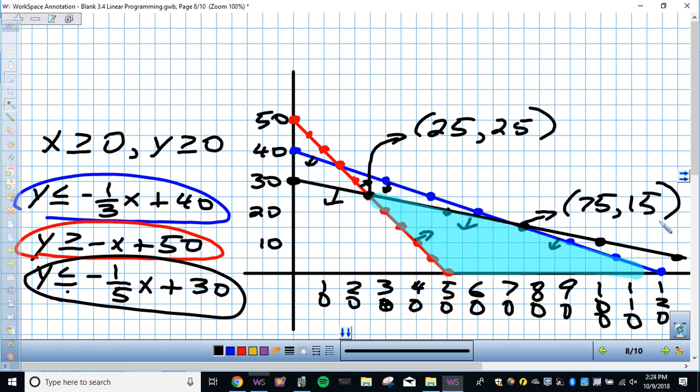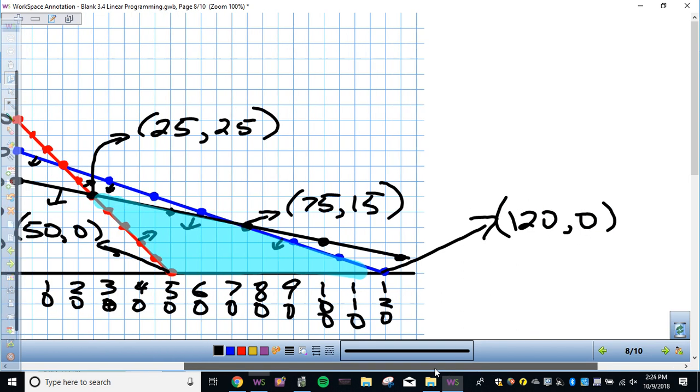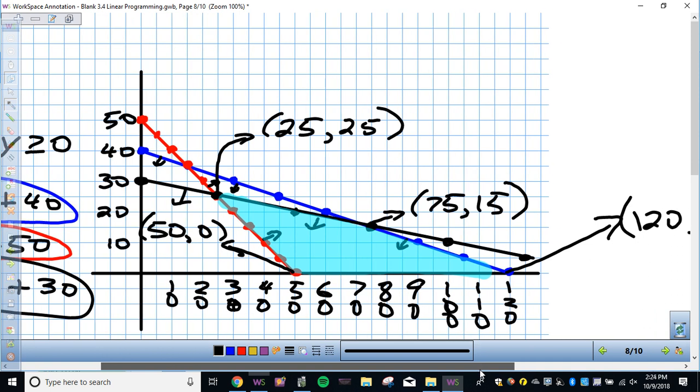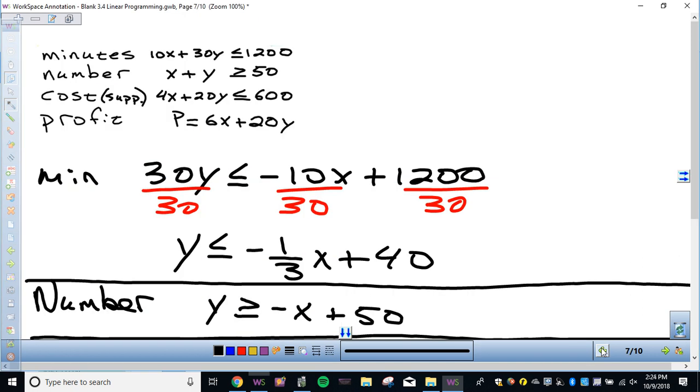I have this ordered pair here, which is 50, 0. And then lastly, I have this ordered pair here, which is 120, comma, 0. Okay? So we need to now take the corners of the feasible region and plug them into our objective function. It's a lot of math words there. So our profit equation is right here. P equals 6x plus 20y, we wrote yesterday.